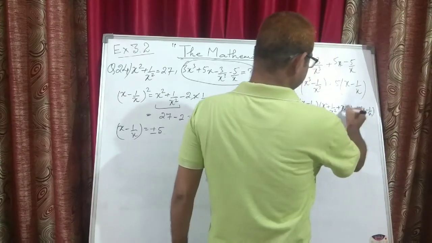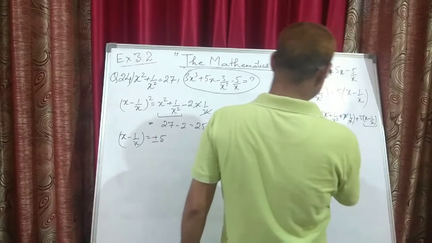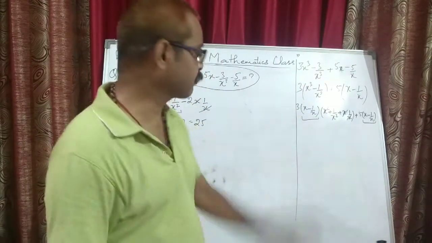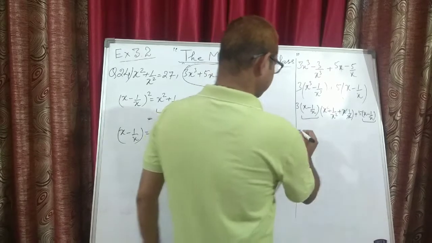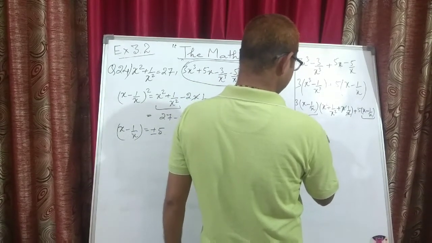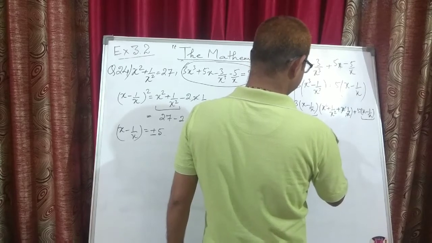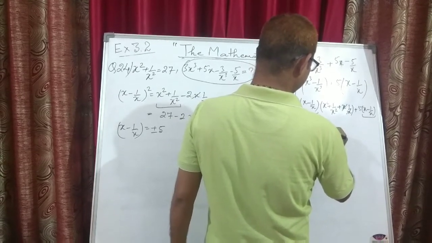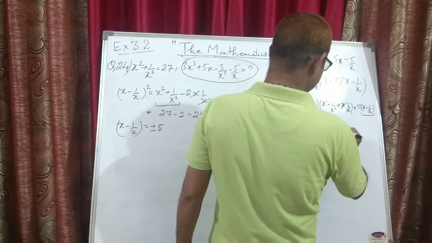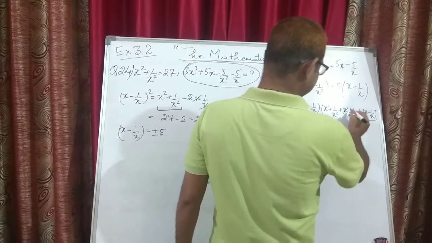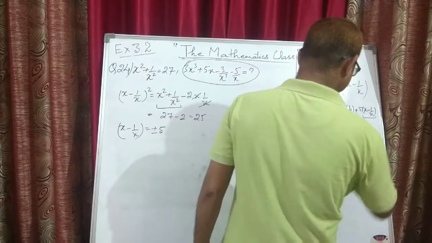This and this cancelled. From this we can take x minus 1 upon x common. From the whole expression, this you can see common. So if x minus 1 upon x is taken common from both the terms, we are left with 3 times of x square plus 1 upon x square and plus 1. X cancelled, this 1 is left, and plus 5.